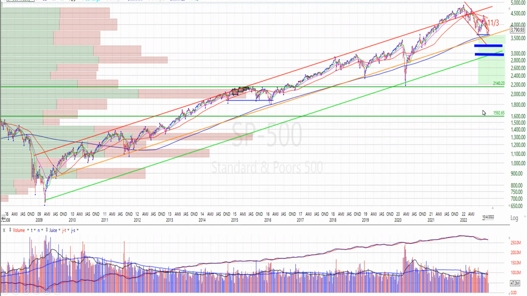Worst case scenario takes this all the way down to 22. That's certainly not impossible, but that's a long way off, and a lot of damage would have to occur before we get to that level. So let's zoom in a little bit further.